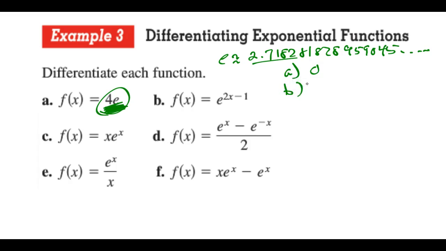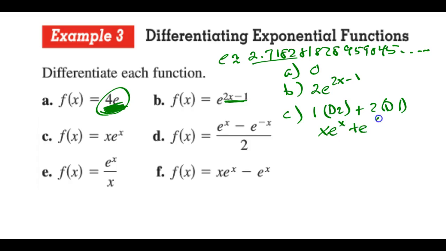In part B, this was something similar that we just did. The derivative of 2x minus 1 is a 2, and then write down itself. C, you're going to have to do the product rule. This is 1d2 plus 2d1. I'll let you try that. I think the final answer is going to be x e to the x plus e to the x.